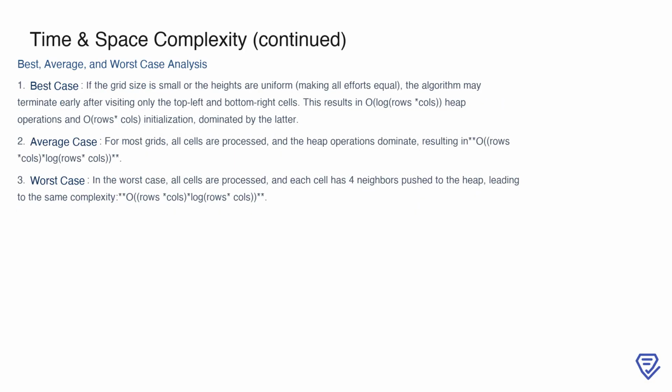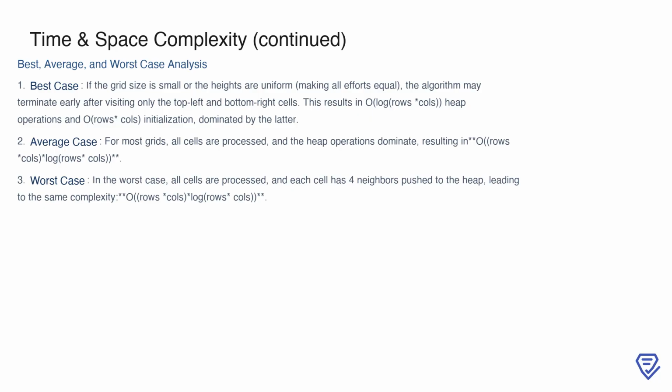Let's delve into the best, average, and worst-case scenarios for this algorithm. In the best case, when the grid is small or the heights are uniform, meaning all efforts between cells are equal, the algorithm might terminate early after visiting only the starting and ending cells. Here, the heap operations are minimal, requiring O(log(rows * cols)) time, and the initialization of the min_effort matrix, which is O(rows * cols), becomes the dominant factor.